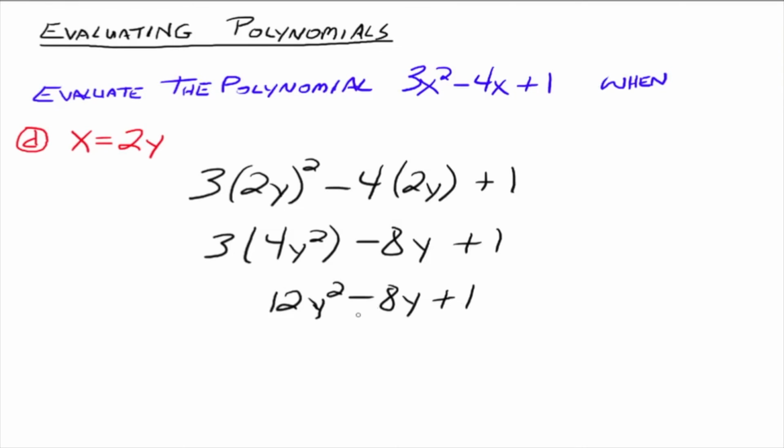So the process is the same whether you're evaluating a polynomial with a number, with a letter, or with an expression. The process is the same. Replace your variable in your polynomial with whatever you need to replace it with, and then simplify it up.